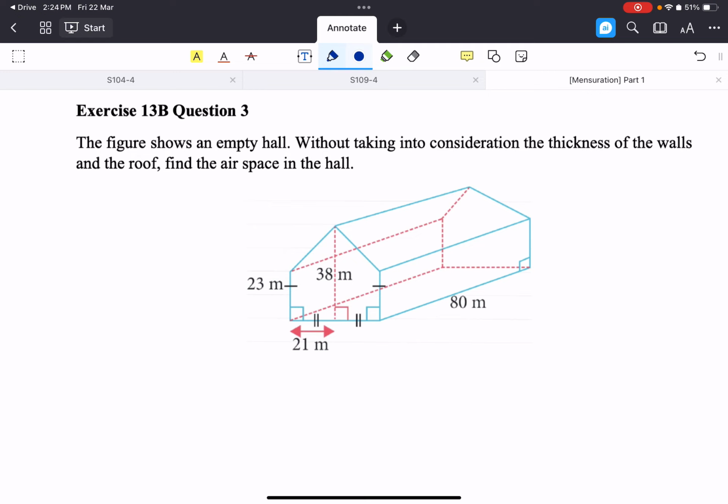Okay, so to find the volume of a prism, what we need is the cross-sectional area, and then after that we multiply with the length, right? So how do we find the cross-sectional area? Well, what we need to notice is that the cross-sectional area is actually made out of a pair of trapezium.